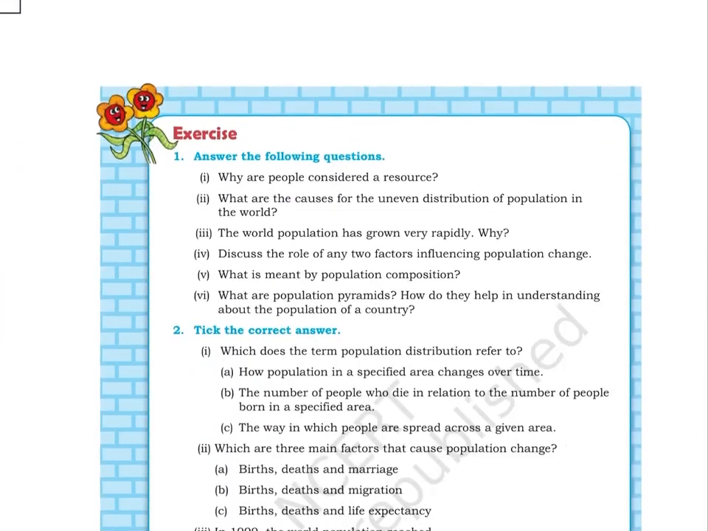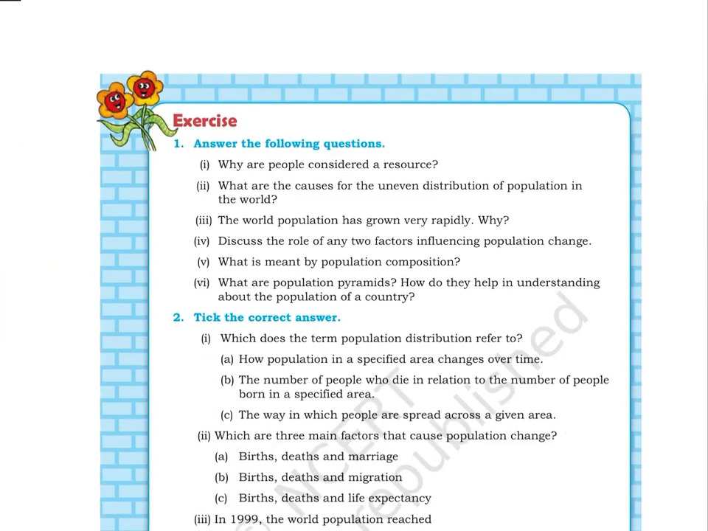Page number 70. Exercise. First, answer the questions given here. Number 1. Why are people considered a resource? Number 2. What are the causes for the uneven distribution of population in the world? Number 3. The world population has grown very rapidly. Why? Number 4. Discuss the role of any two factors influencing population change. Number 5. What is meant by population composition? Number 6. What are population pyramids? How do they help in understanding about the population of a country?